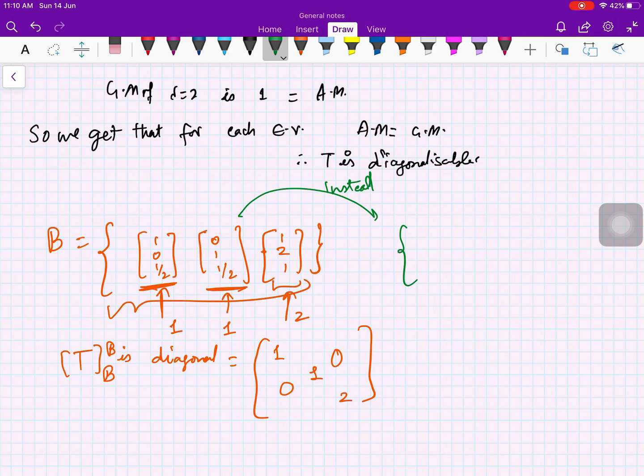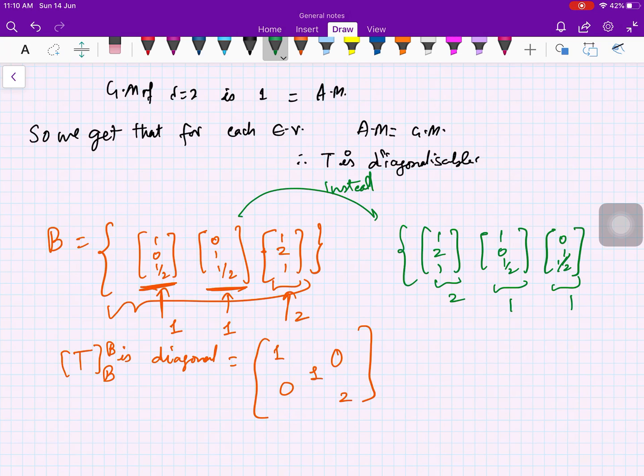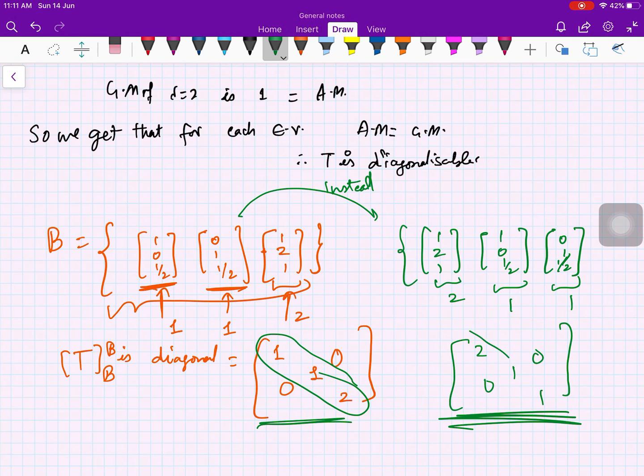Suppose instead of this you write it like this, obviously there is no condition: you can write (1, 2, 1) here, then (1, 0, half), and then (0, 1, half). Then this is corresponding to 2, this is for 1, this is for 1. So you'll get 2, 1, 1. So you don't have to actually compute the representation again, although you can do that, but there is no need. You can straight away write this diagonal representation. It will be just the eigenvalues of that matrix.